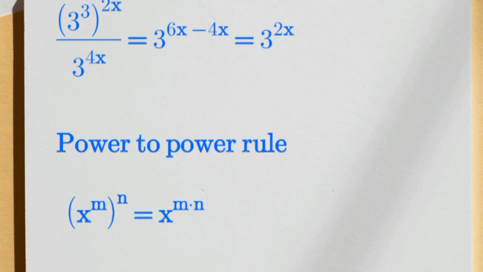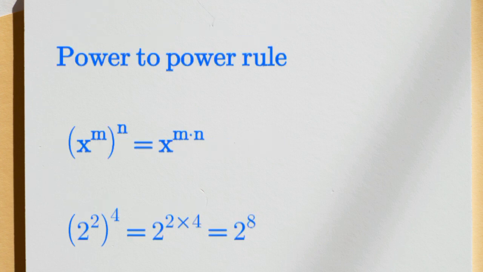So let's take for example when you have bracket 2 raised to the power of 2 bracket close all raised to the power of 4, it is still equals to 2 raised to the power of 2 multiplied by 4. So this is equals to 2 multiplied by 4 is going to give us 8. So this is equals to 2 raised to the power of 8.